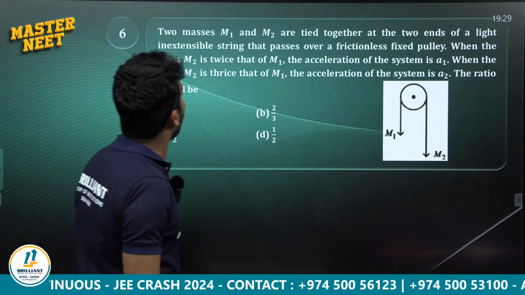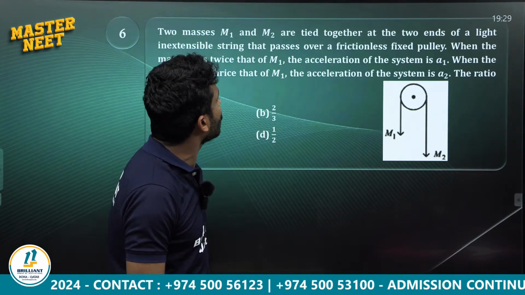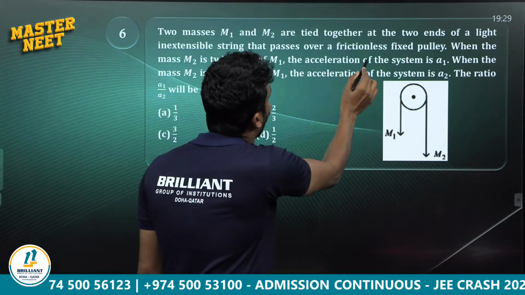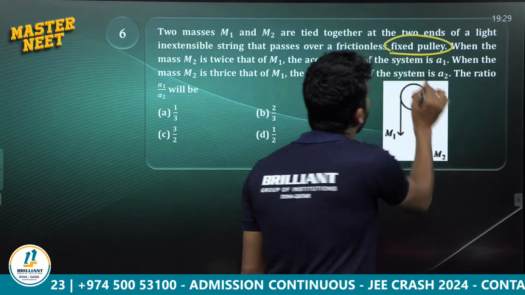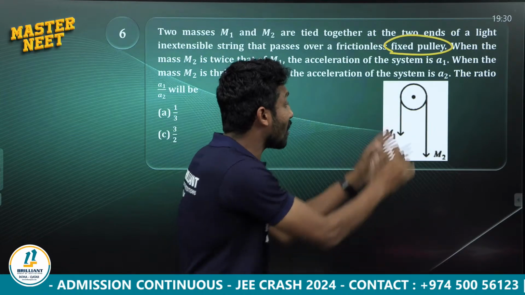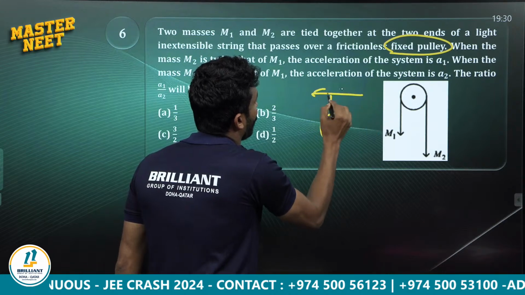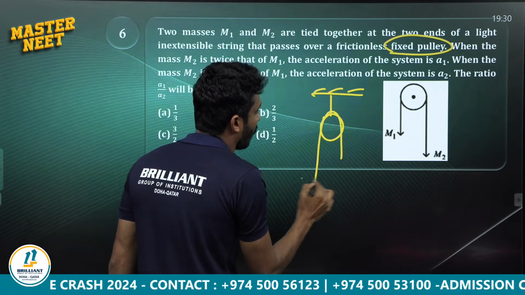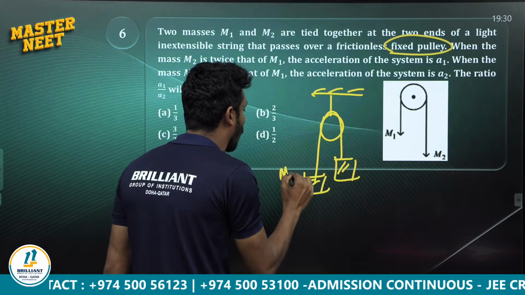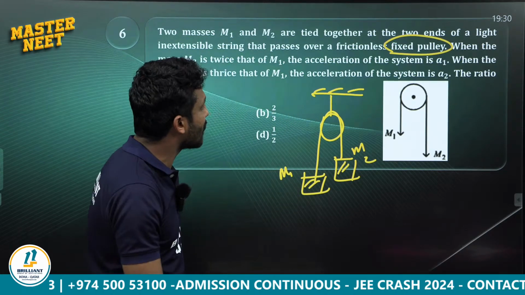Two masses M1 and M2, as in the figure, are tied together at the two ends of a light inextensible string that passes over a frictionless fixed pulley. Actually, this pulley is a fixed one, attached to a rigid support, and the masses are here, M1 and M2. Dear students, listen: this is a fixed pulley.